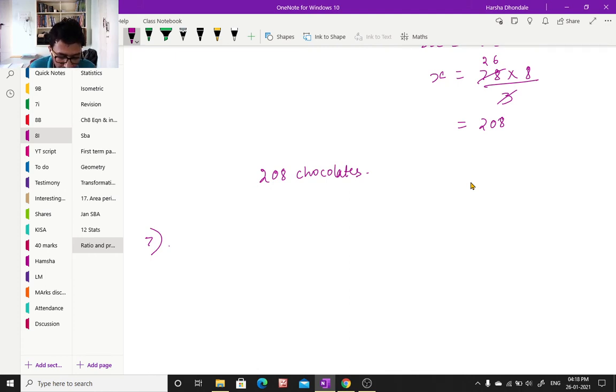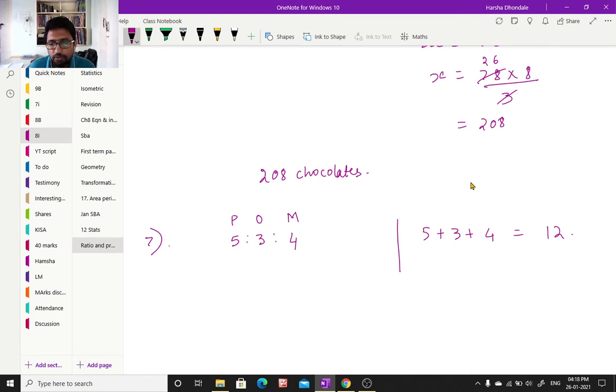Okay, 5:3:4 is the ratio. What I'll do is add 5 plus 3 plus 4, and that gives me 12. This is pineapple, orange, and then mango, right? Pineapple, orange, and then mango.